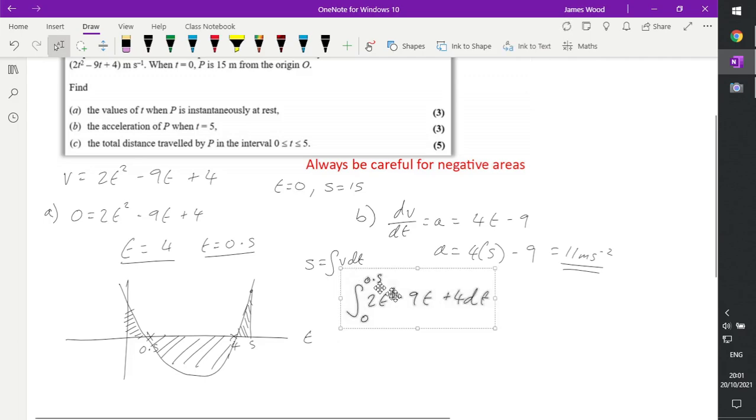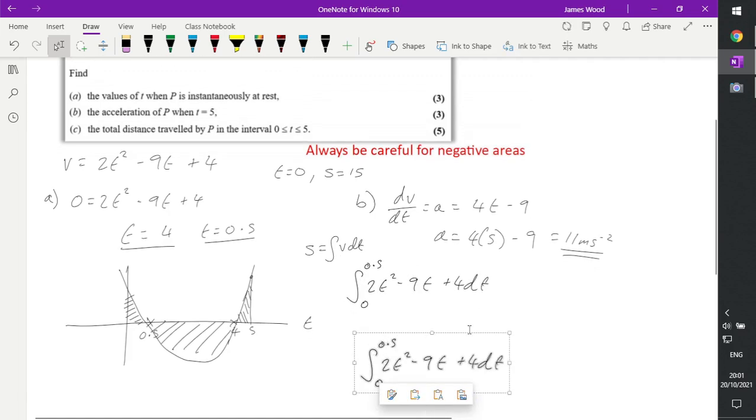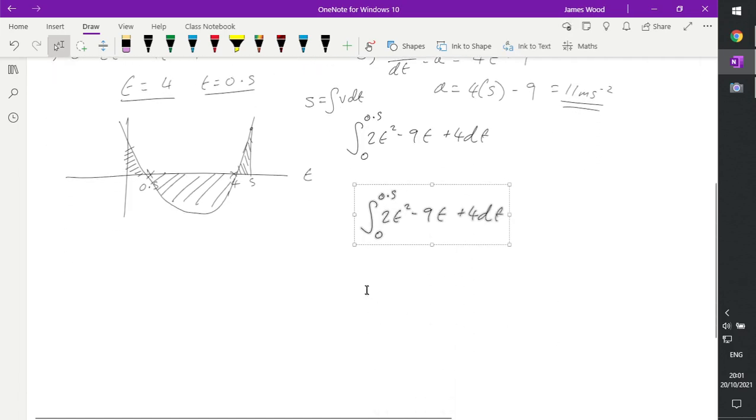Now my second section is going to be the same thing. Let's try this a couple of times. Now my next one, rather than between 0 and 0.5, it's going to be between 0.5 and 4. And then the last section is going to be between 4 and 5.